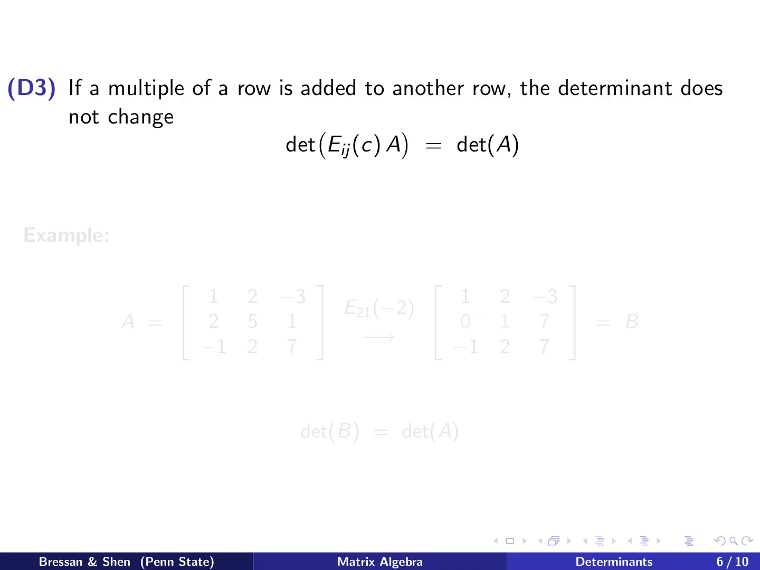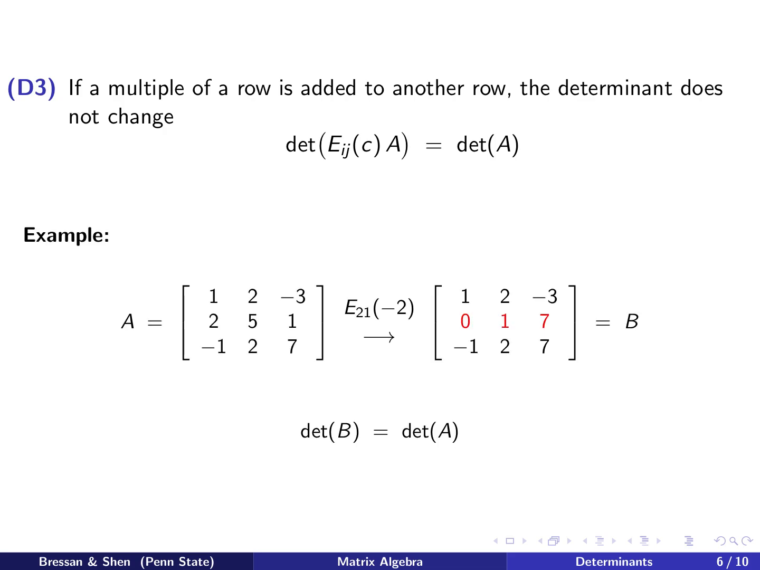Now the third property is about the operation where a multiple of a row is added to another row. And this operation does not change the determinant. So the determinant of a matrix that has been through this elementary operation is the same as the determinant of A.